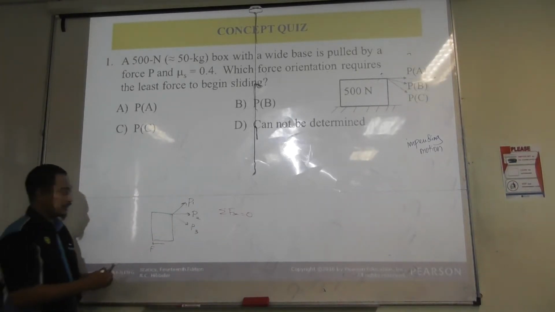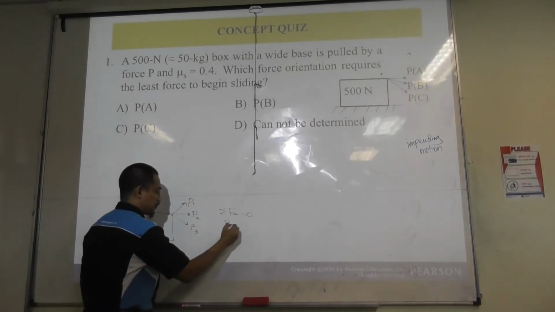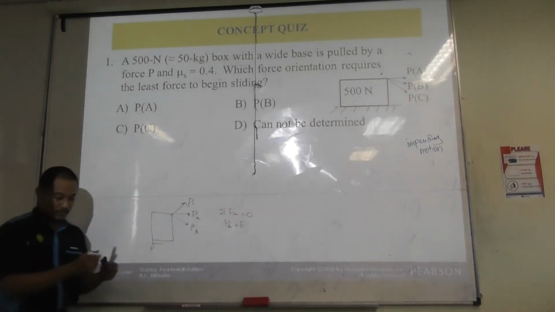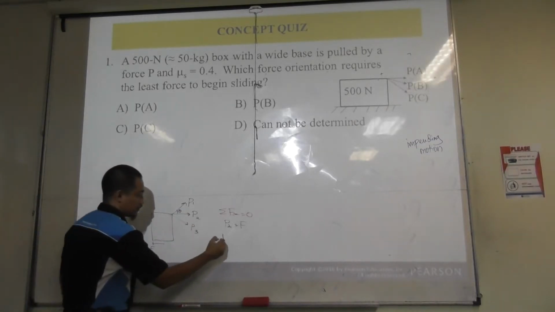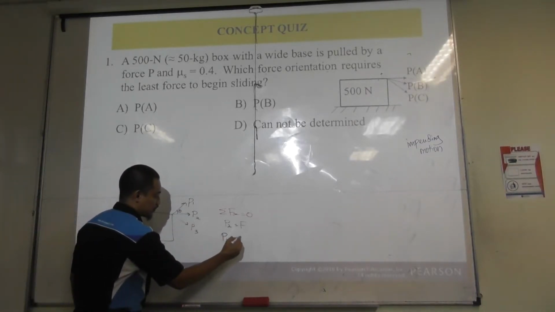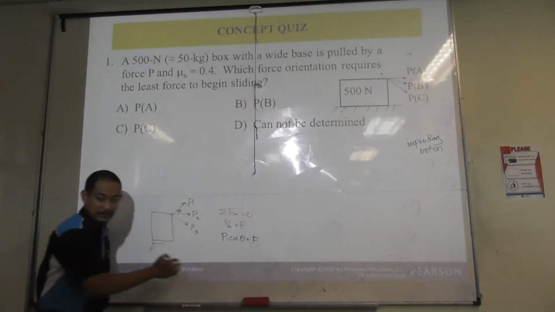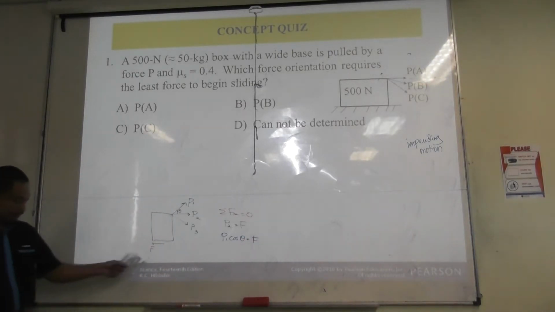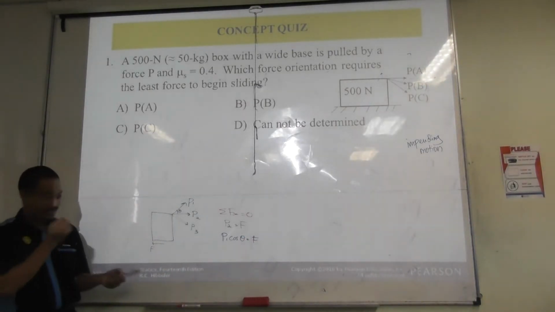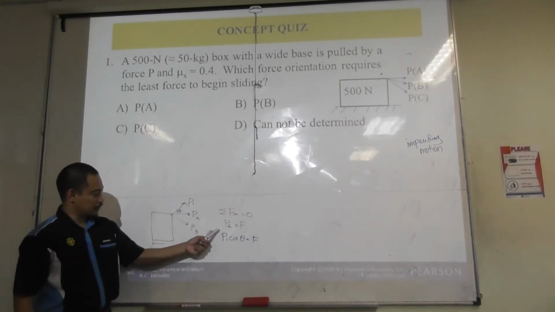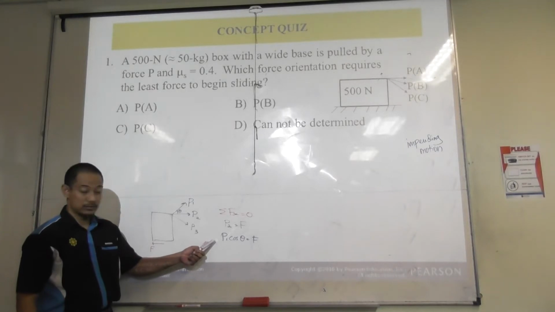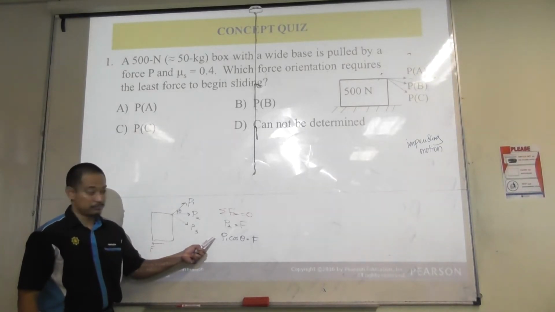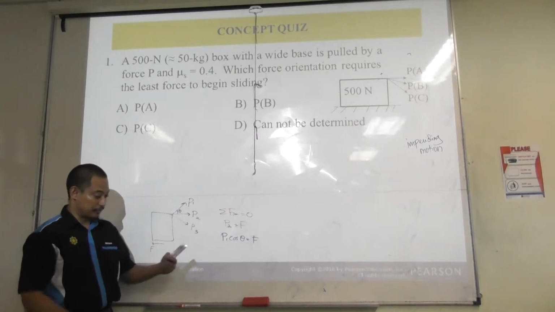for P2, what will happen? P2 equal to F, right? In the end. If for P1, we have theta here. P1 cos theta equal to F, right? In the end. So, if friction maximum is the same, which one will be higher, which one will be lower? P1 or P2? Which one will be lower? P1 lower? P2 lower? Which one will be higher?